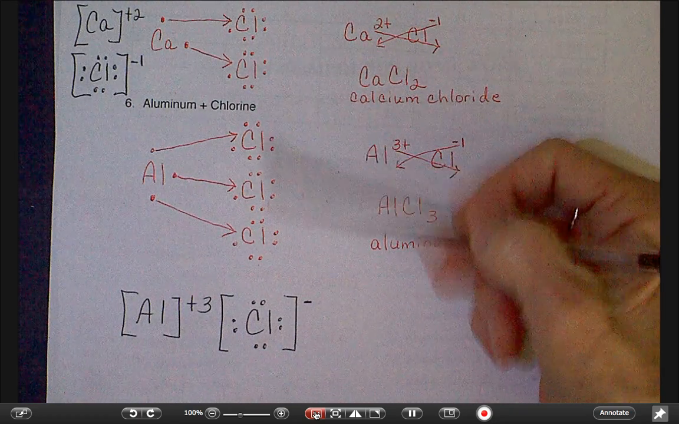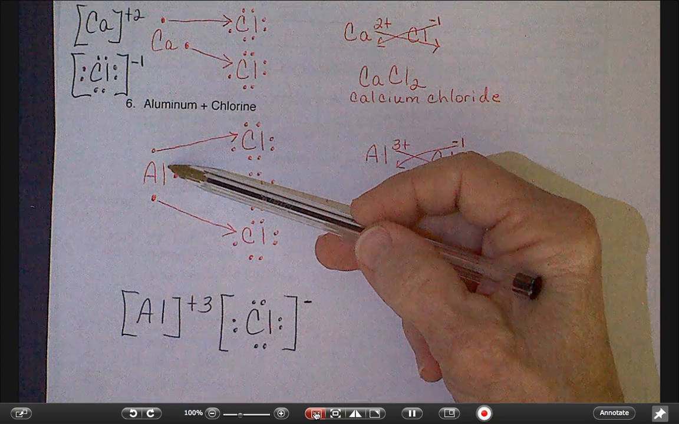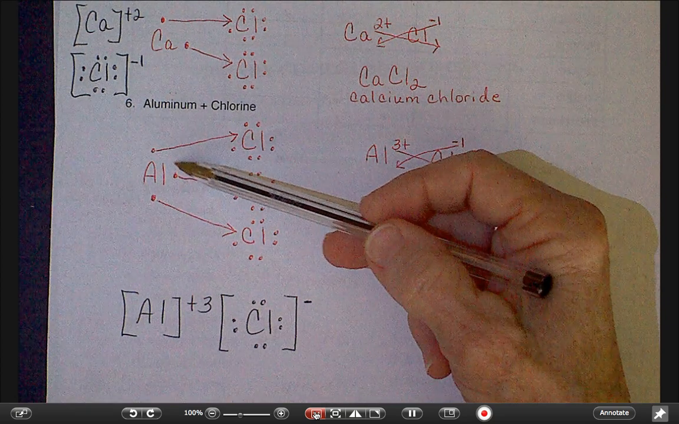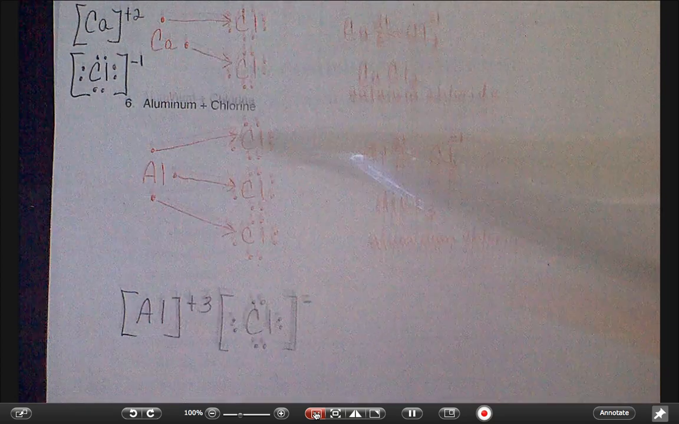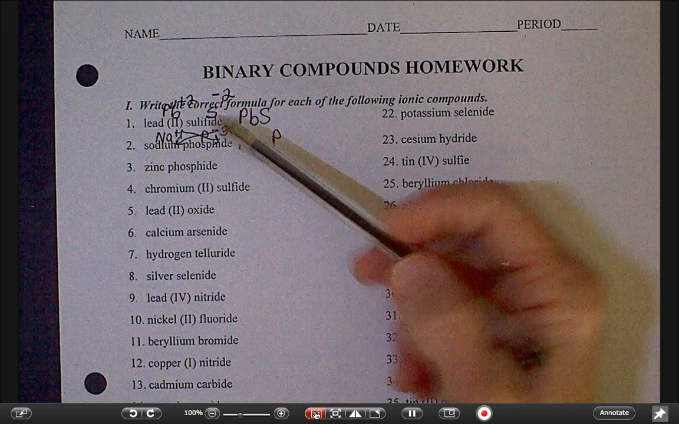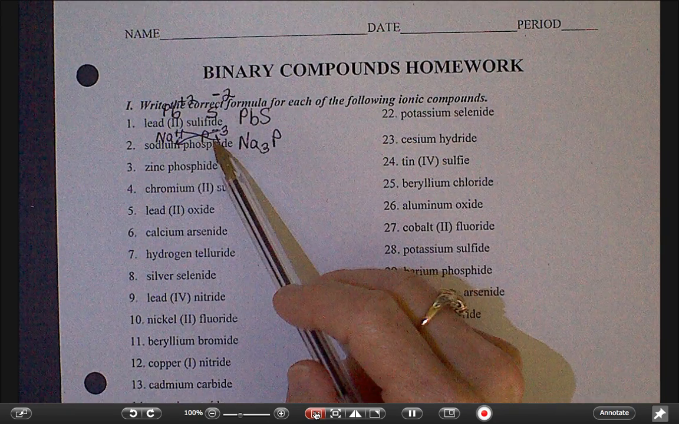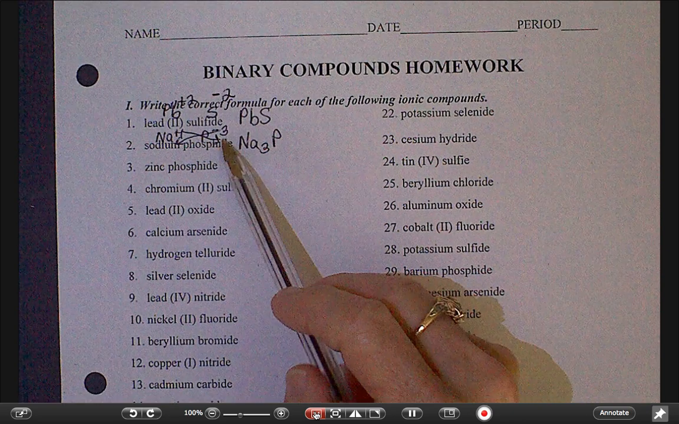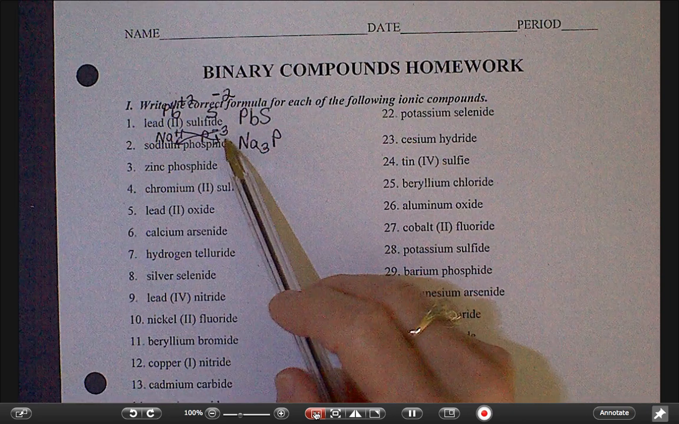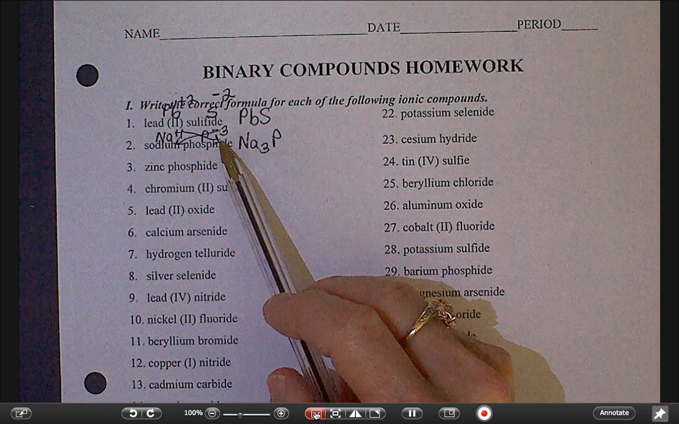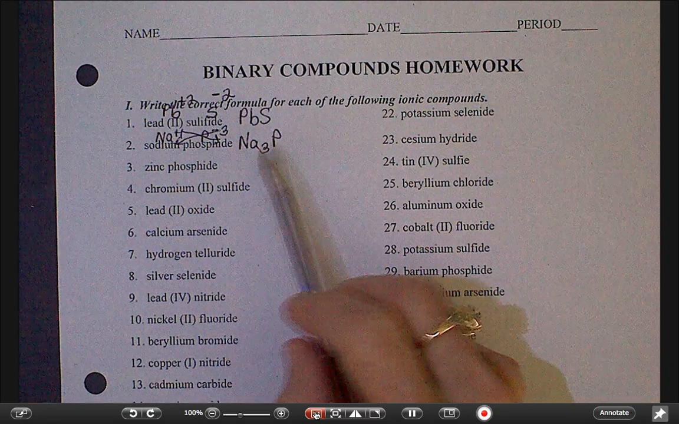It took 3 chlorines to neutralize the Al, to take all 3 valence electrons. This is the opposite. It takes 3 sodiums to neutralize and give phosphorus. When they bond, it has to give phosphorus 3 electrons. There's the 3, there's the 1.